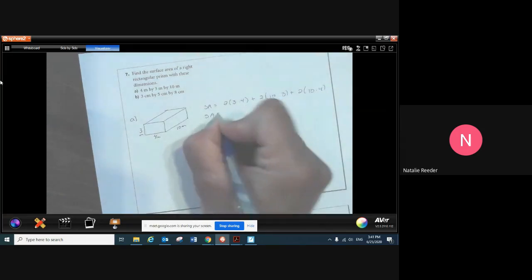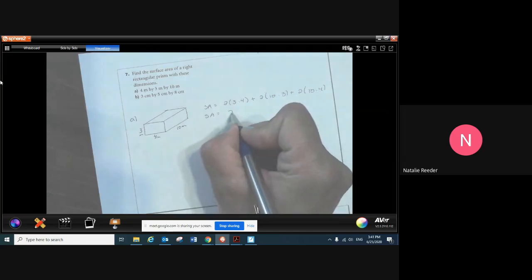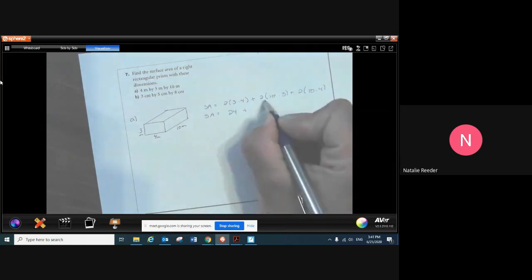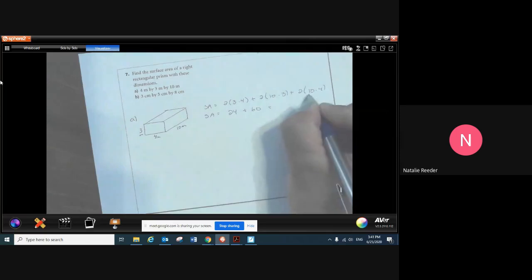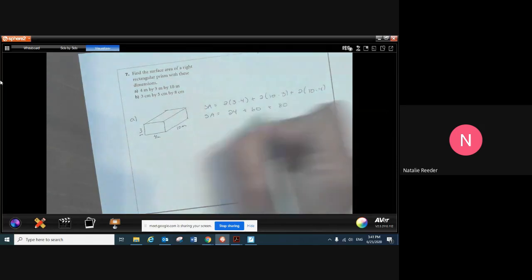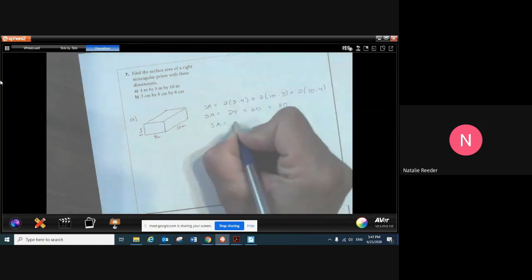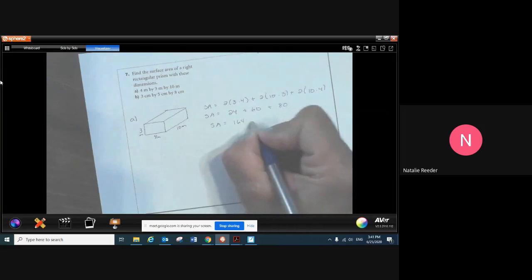So let's do our multiplications. This first one gives me 24. And then 2 times 10 times 3 gives me 60. And 2 times 10 times 4 gives me 80. Add all those together, and it's 164 meters squared.